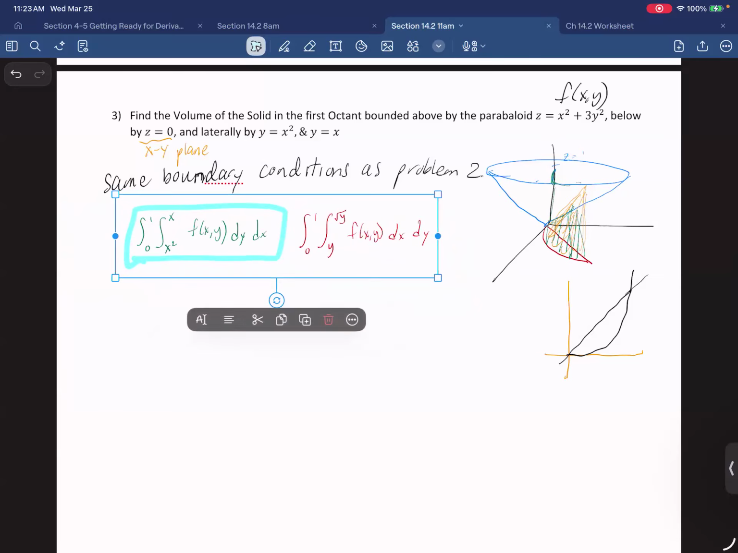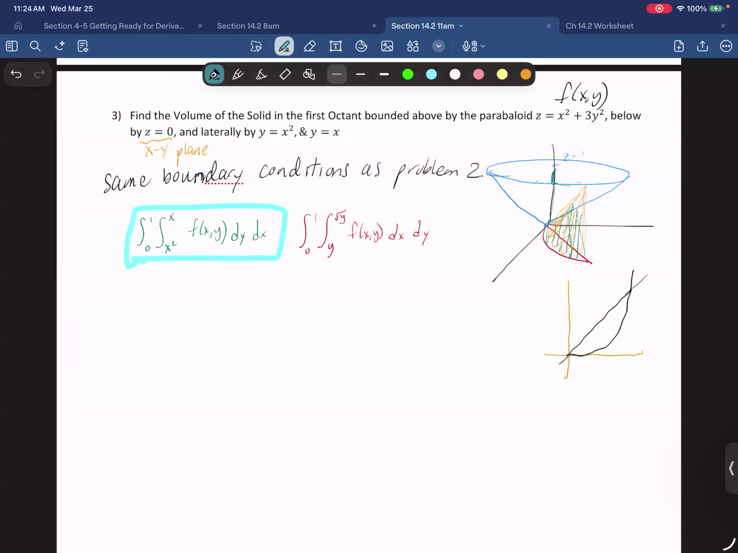It's just a different f of x, y right now. And because we're not psychopaths, though you might be one, if you want to be a psychopath and use the y and square root of y, knock yourself out. I'm going to stick with the same route we went before. That gives us 0 to 1, x squared to x. F of x, y has changed to x squared plus 3y squared.